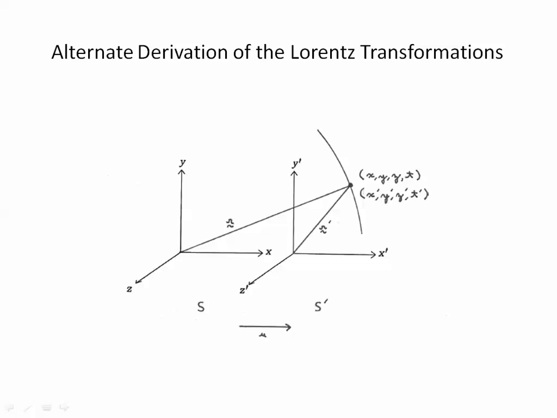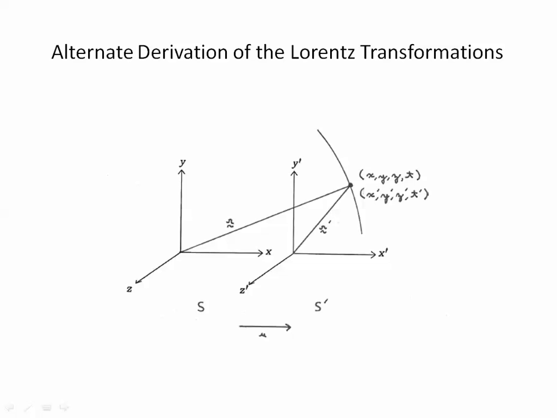A particular point on the spherical wavefront is an event x, y, z, t in system S as shown. The same point is also an event x prime, y prime, z prime, t prime in system S prime as shown. Since it is the same point on the same spherical wave, we are looking at the same event. It is just that the event has 4 coordinates that are different but equivalent from the points of view of S and S prime.